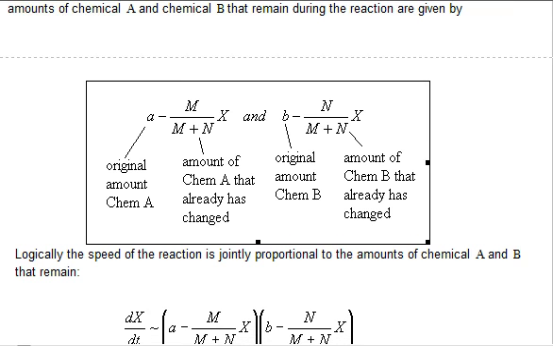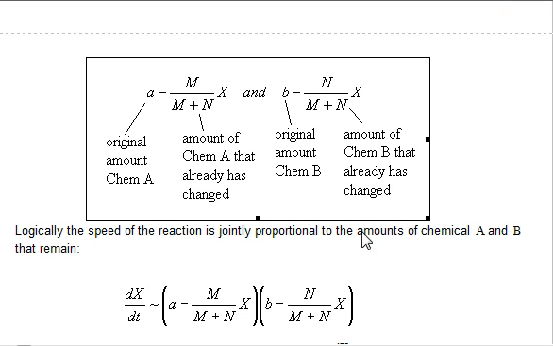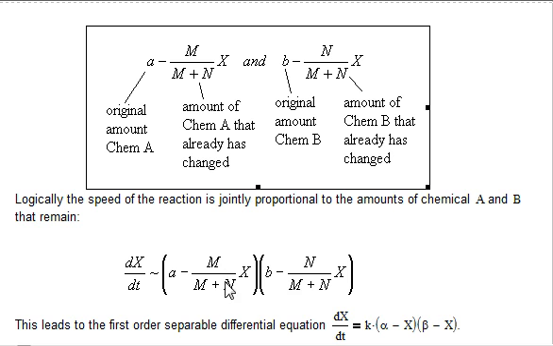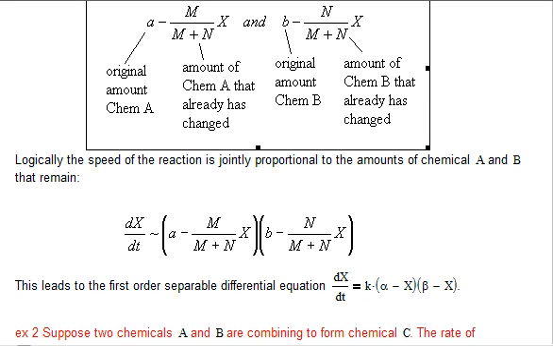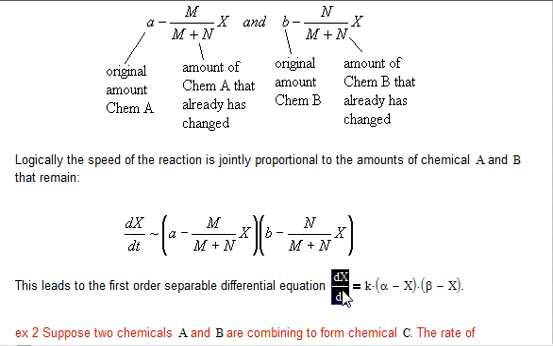Logically, the speed of the reaction is jointly proportional to the amounts of chemical A and chemical B that remain. So dx/dt is proportional to A minus M over M plus N times X, times B minus N over M plus N times X. But let's keep these numbers a little bit simpler. Let's call it the change in chemical C is proportional to alpha minus X times beta minus X. That's ultimately what we're after here. How do you solve this equation?